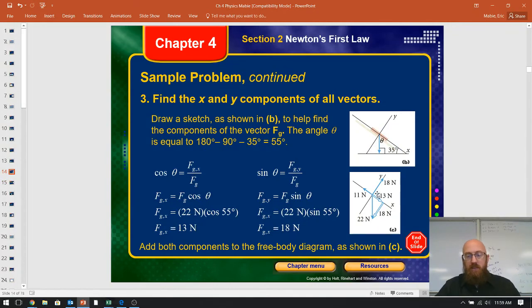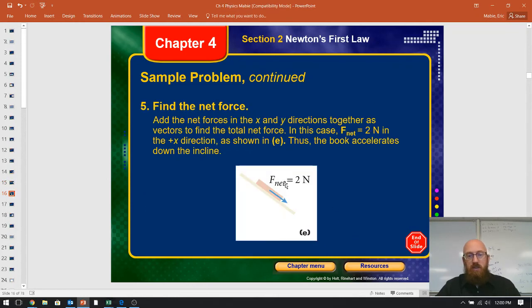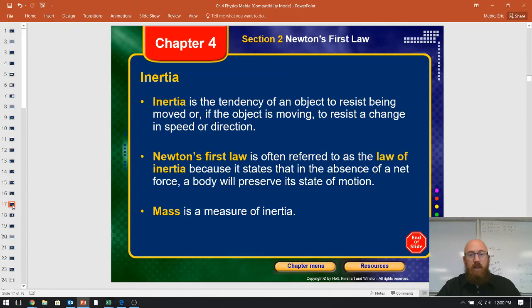When we break it down, now we have 13 going to the right and 11 going to the left. Uh-oh. Sorry, sarcastic day. Happens. And there we go. For the y direction, it's not flying off the table, but for the x direction, we have 2 newtons. The sum of the forces in the x direction is 2 newtons. Guess which way it's going? I know, right? Look at that. Force 2 newtons. It accelerates in the x direction, or as we have drawn it, to the right. That is the hardest part about section 2.